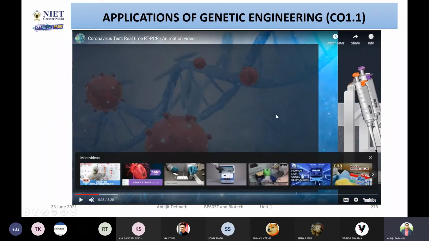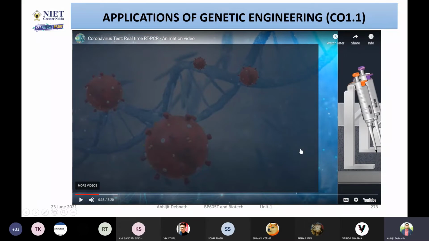See, in that sterile tube, there are particular compounds which keep the sample stable. Because of temperature, if the virus is present, it might get denatured. So such things will not happen.